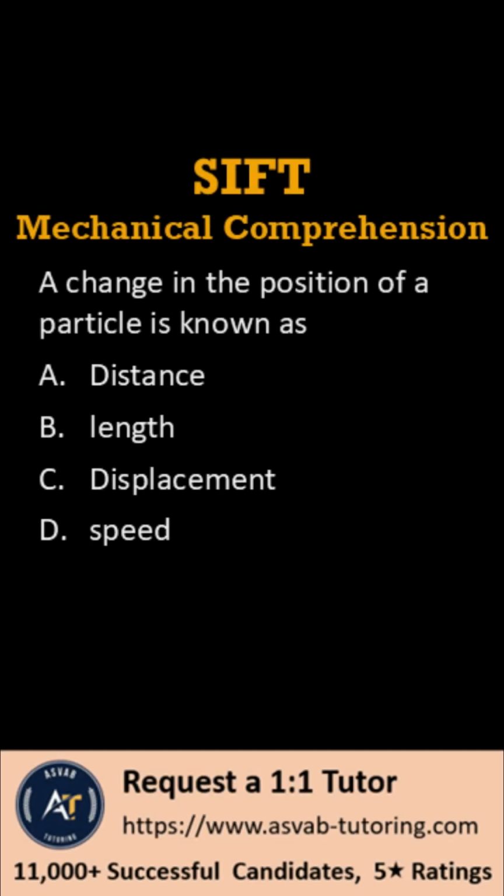A change in the position of a particle is known as A. Distance. B. Length. C. Displacement. D. Speed. The answer is C.